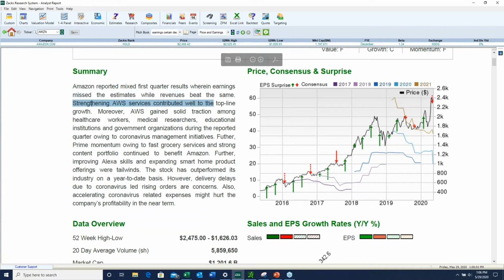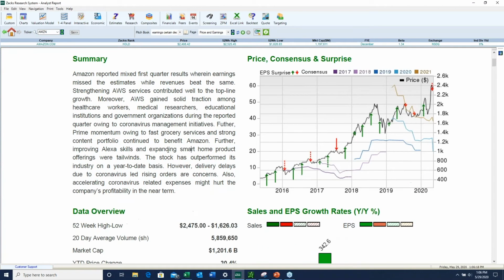AWS services contributed well to the top line, as well as AWS gained solid traction among healthcare workers, medical researchers, educational institutions, government organizations, and so on. And so I'm not going to spend our entire call just reading you this report. You can obviously read this on your own time here.